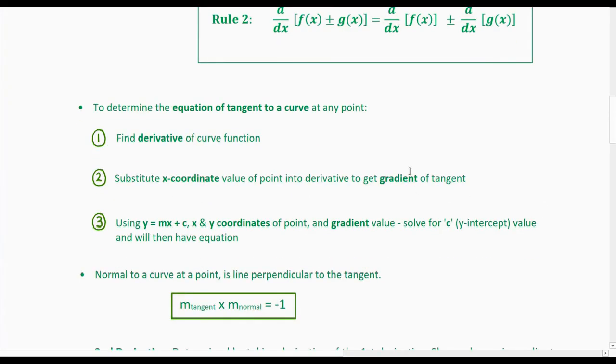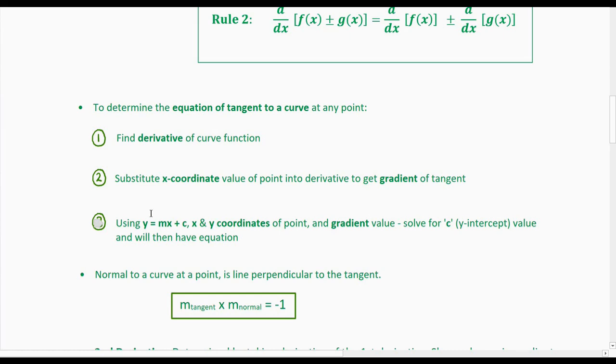Then, moving on, I describe the method to determine the equation of a tangent to a curve at a specified point, and it works in 3 steps. You first find the derivative of the curve function, and in the derivative equation, you substitute the x-coordinate value of the point to get the gradient of the tangent. And since the tangent is just a normal straight line, you use the y = mx + c equation, then the x and y coordinates of the point, and the gradient value you just determined in step 2.